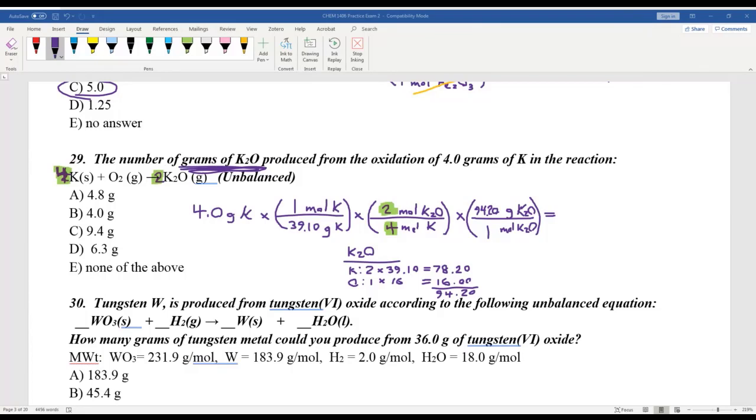Awesome. Okay. So the answer is 4.8. If you multiply everything on top and divide by everything on bottom, you should get an answer of 4.8 grams of K2O.